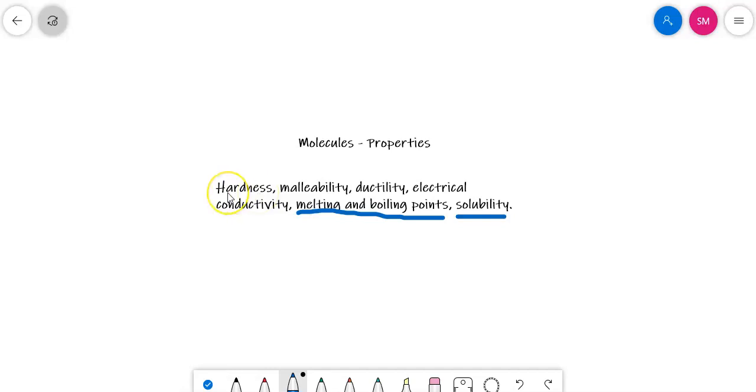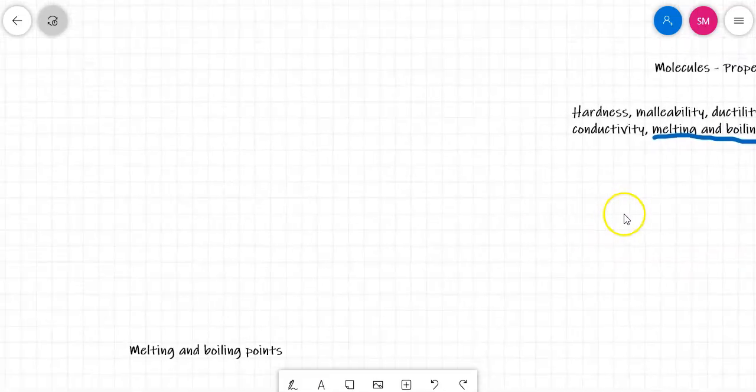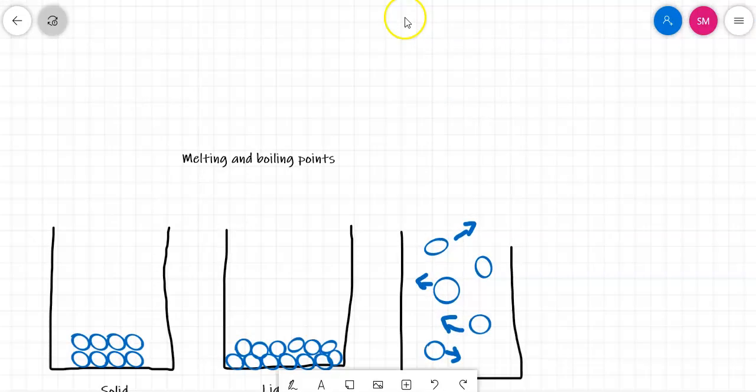They can be liquids, like for example water, or even iodine would be a solid at room temperature. But in general we won't be asked about hardness, malleability, ductility or electrical conductivity because they're not really relevant to molecules. So we're just going to focus on melting and boiling points and solubility. So melting and boiling points of molecules.